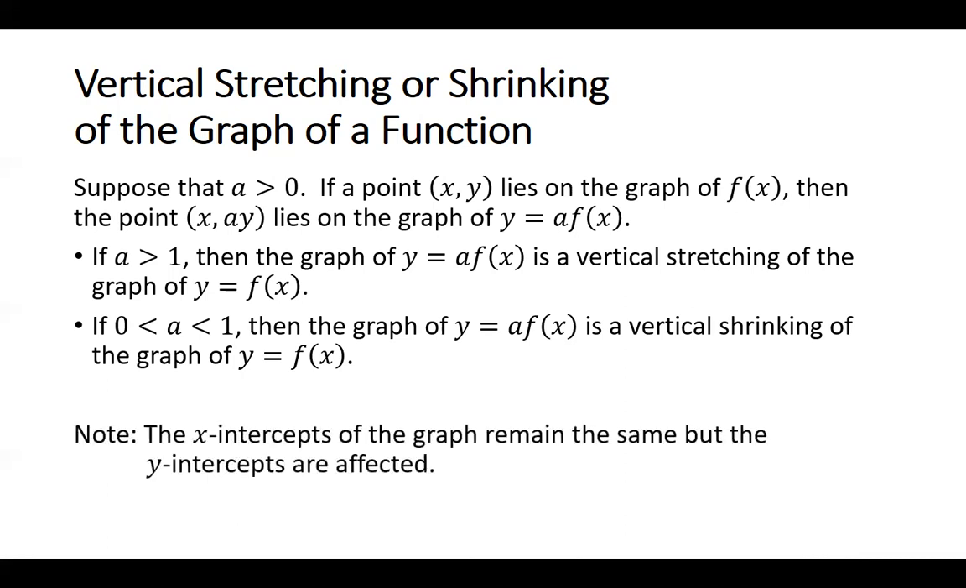Now, something to take note of is that the x-intercepts of the graph will remain the same, because remember, we're multiplying the whole thing by some value, which means when y is equal to 0, multiplying by any number is still going to give us 0. So the x-intercepts remain the same, but the y-intercepts are going to be affected, because wherever it crosses that y-axis, that's now going to be multiplied by a.